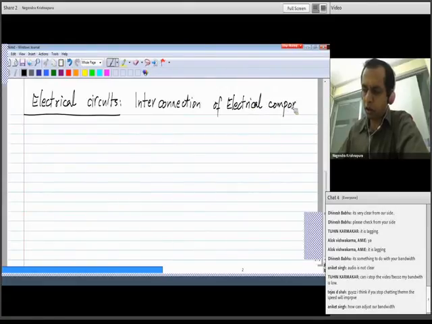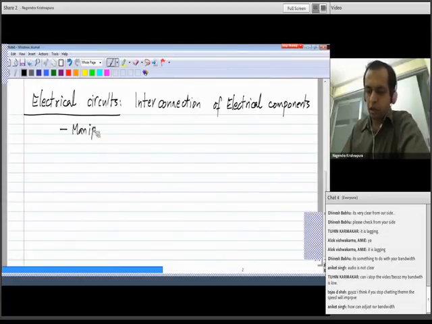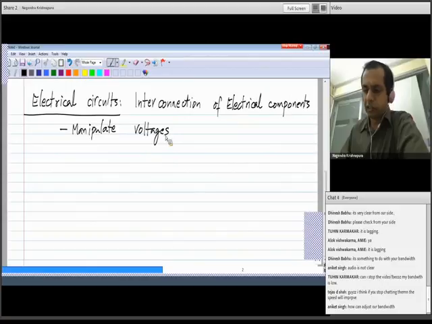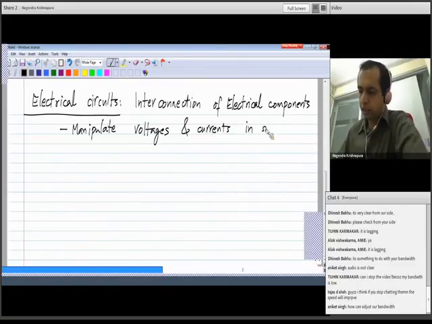Electrical circuits are interconnections of electrical components, and they manipulate voltages and currents in some way. Okay?